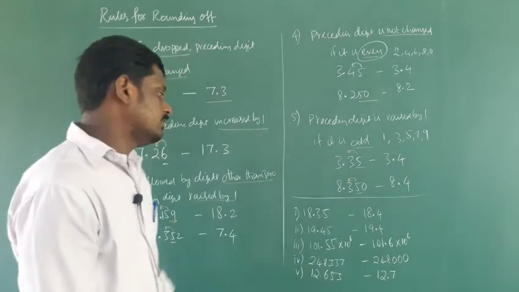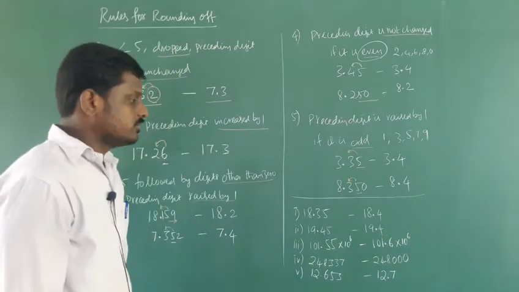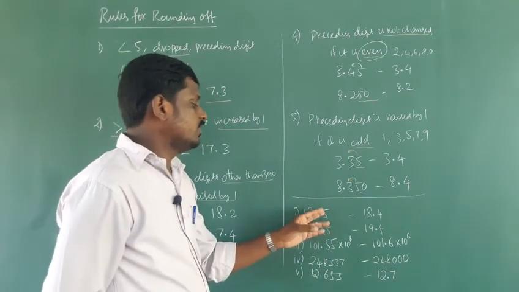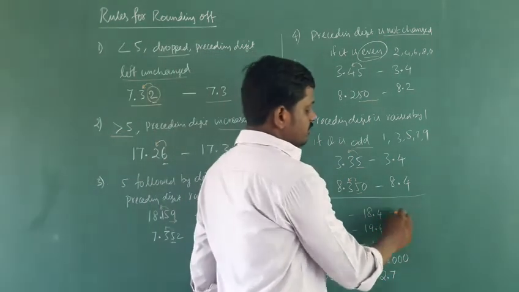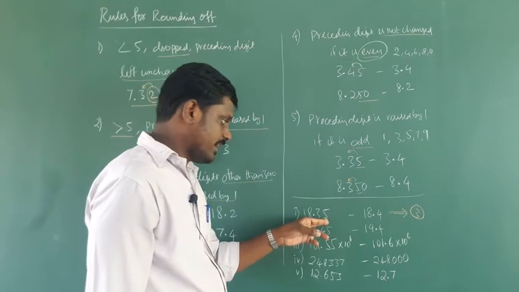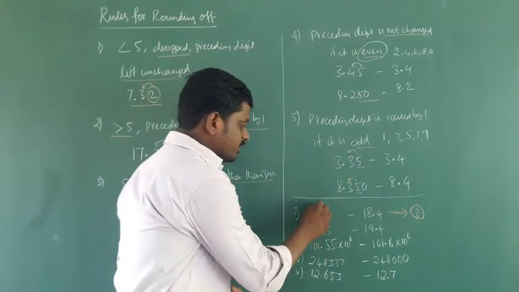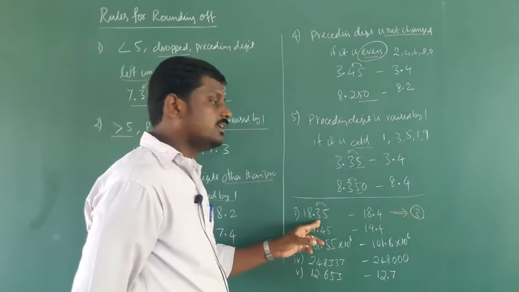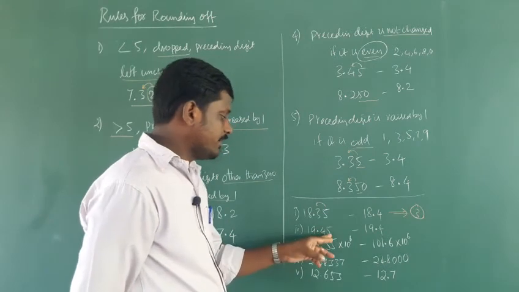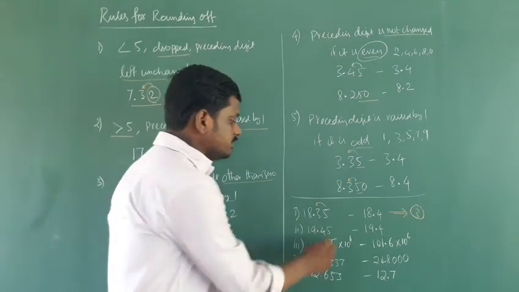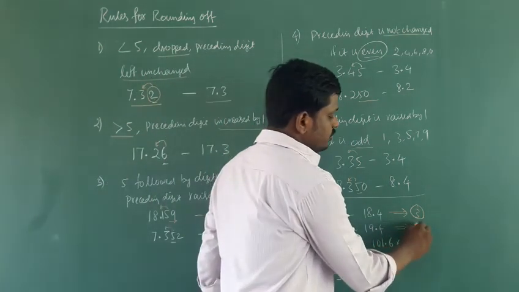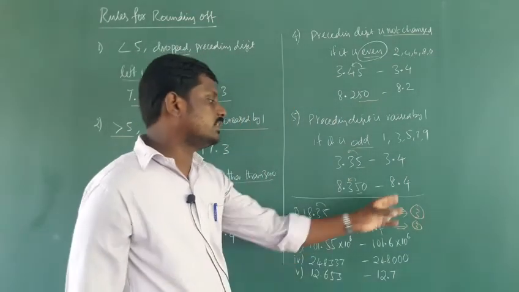Some more examples. Using these rules, we can do these problems. 18.35 is rounded off to 3 significant figures. I am going to leave the 5 and check the preceding digit, even or odd. It is odd, so 18.4. Then 19.45: I drop 5, the preceding digit is even, so it is left unchanged. Again, round off to 3 significant figures.